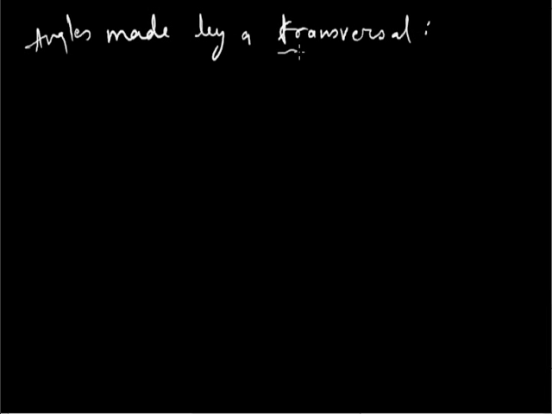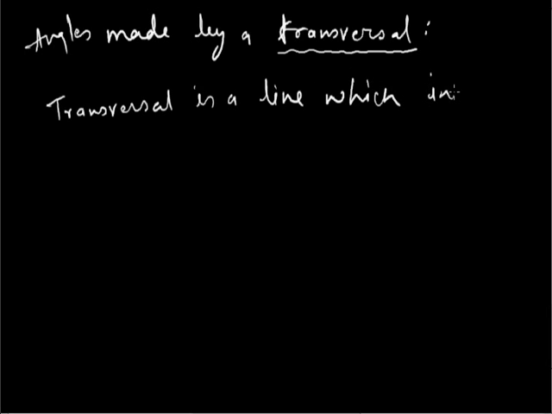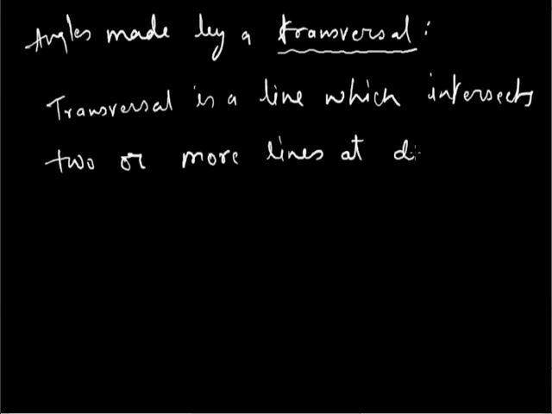Now we will study about angles made by a transversal. So for learning angles made by a transversal, first of all we will be knowing what a transversal is. A transversal is a line which intersects two or more lines at distinct points.